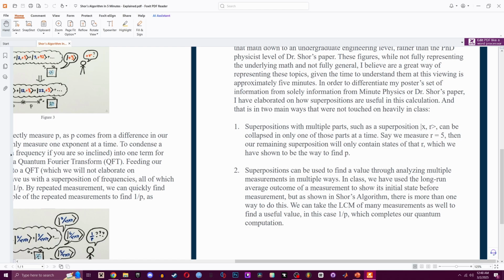And then also, this isn't really something we touched on in class, but with multiple measurements of a superposition, you could use that to find a long-term average of a measurement, and then you know roughly what that initial superposition is, based on sort of a Monte Carlo simulation. Or you could take a least common multiple of many such observations to find the actual term that you want to find, and that's what we did here. So instead of a Monte Carlo simulation, we did an LCM, which isn't something we talked about in class, but is an equally valid and important way of finding the state you want.